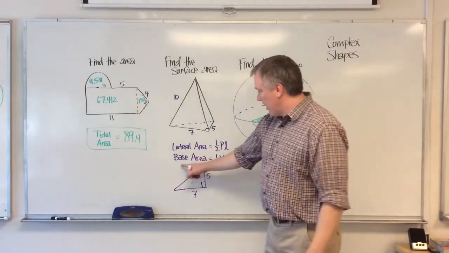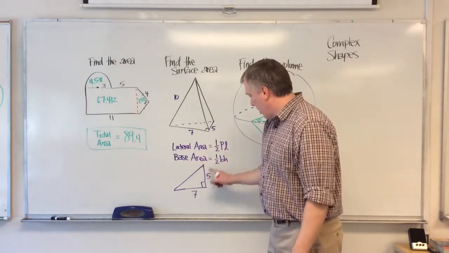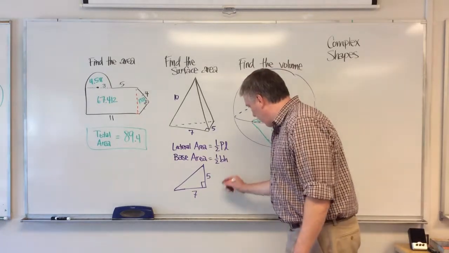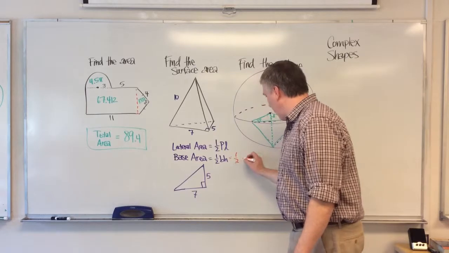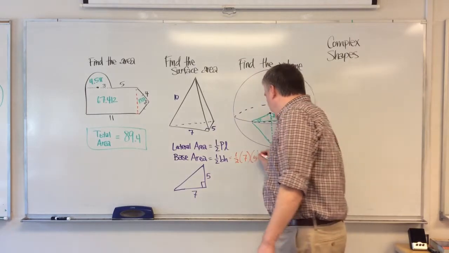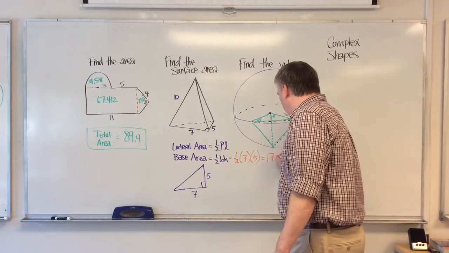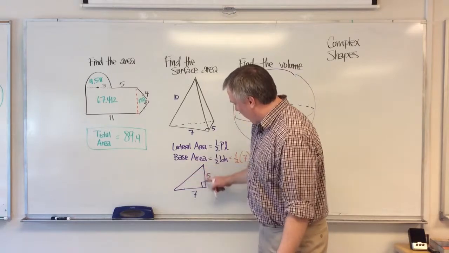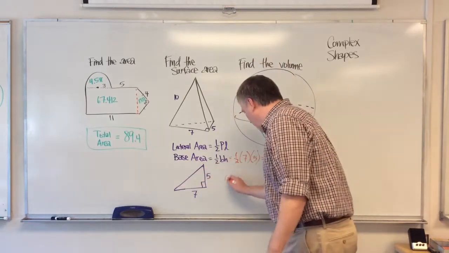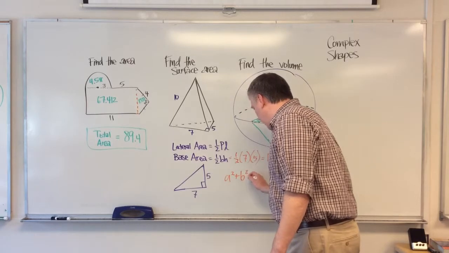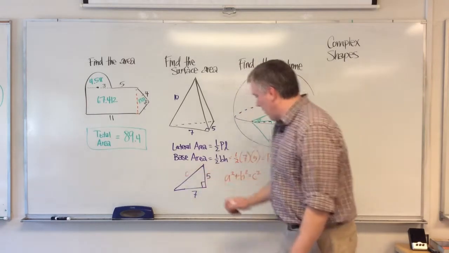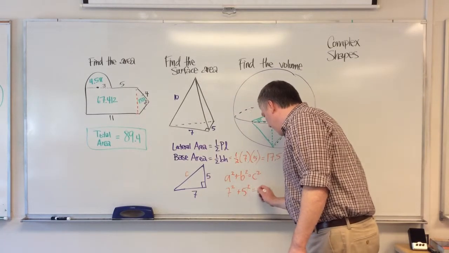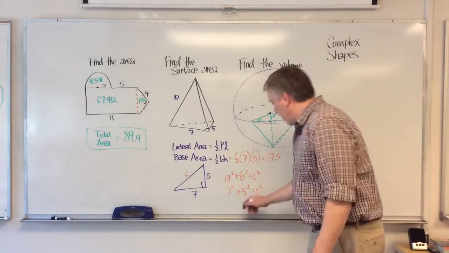But before I do that, base area, that's really easy to calculate, because that's just 1/2 base 7 times 5. So 1/2 times base is 7 times 5 ends up giving you 17.5. Okay. And then if I want to find the length here, well, that's the Pythagorean theorem. That's a squared plus b squared is c squared, where c is the hypotenuse. So here we go. We got 7 squared plus 5 squared. That's 49 plus 25.